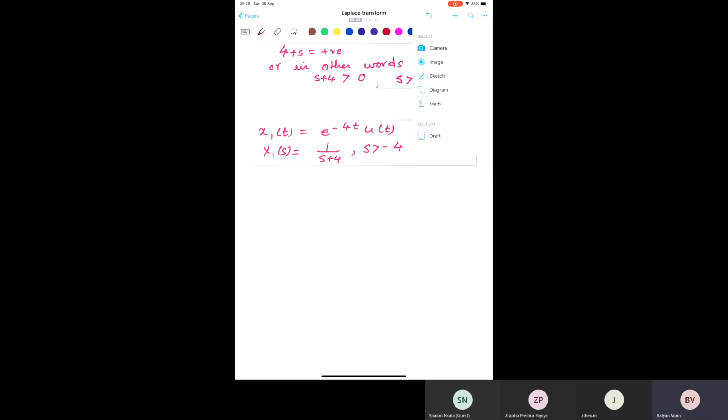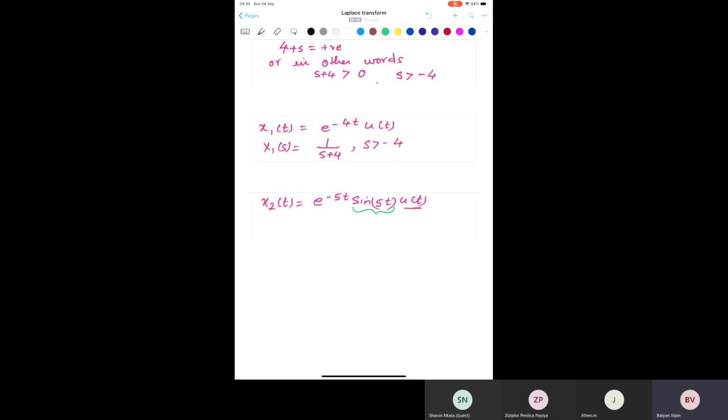Let me assume the second part. So x2(t) is this. So X2(s) I'm writing now directly. We have this range, which means 0 to infinite. The only thing which we need to solve now is this sine 5t. We don't have a proper expression of this sine 5t.